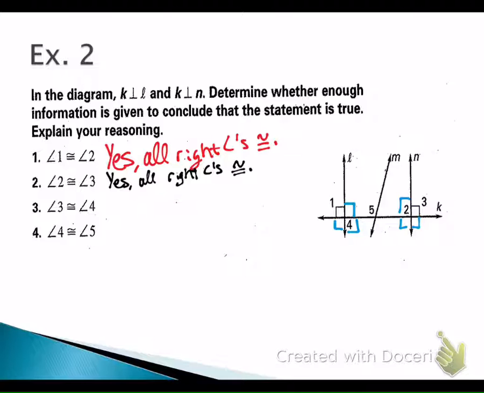Yeah, same thing. They're all right angles. Anytime they're both right angles, they're congruent. So I'm just going to put that little mark. It means the same thing. Here's where you would get a different answer.